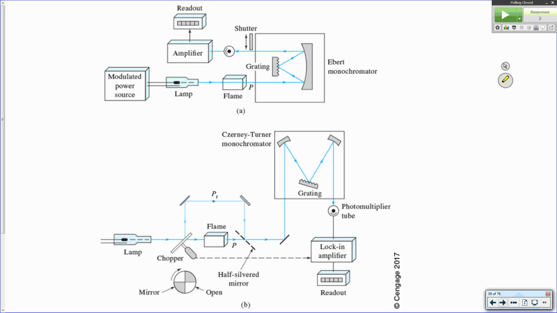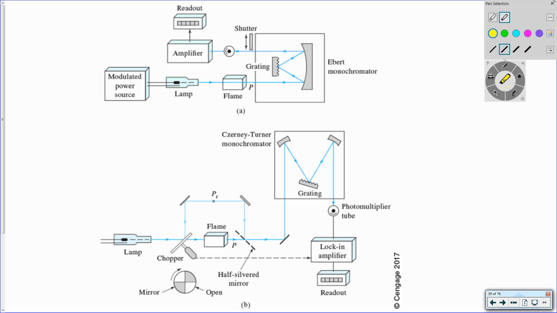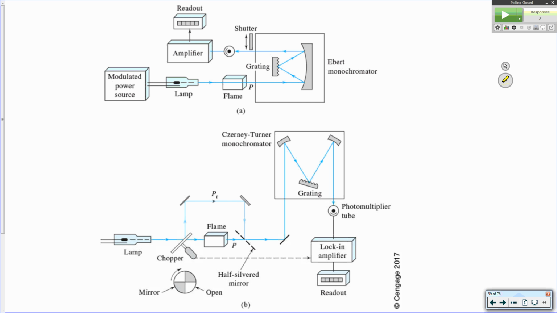Lower end instruments are going to be single beam. So the light from a single beam instrument is going to come from the hollow cathode lamp, pass through the flame, run through a grating, and then into our detector, whether it's a phototube, a photomultiplier tube, or a photodiode.